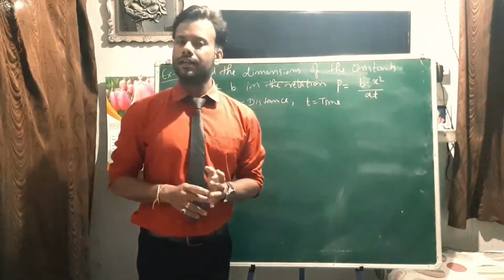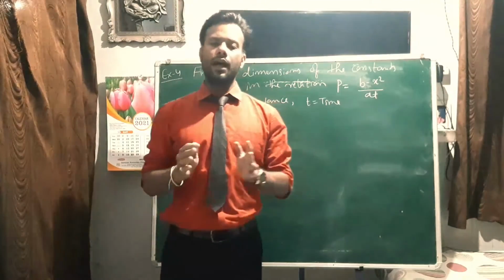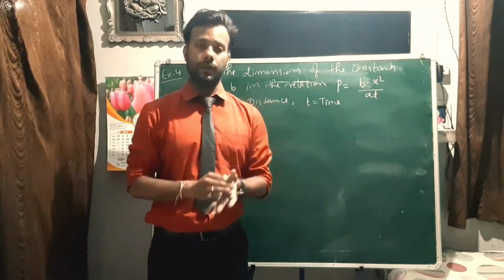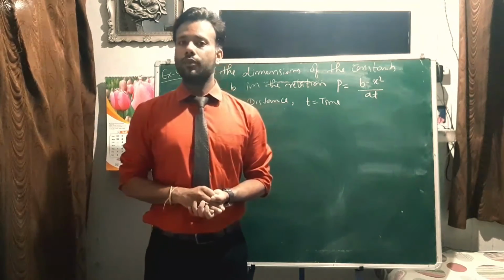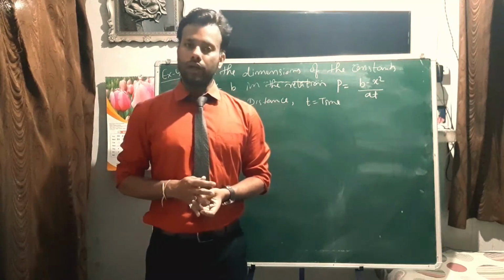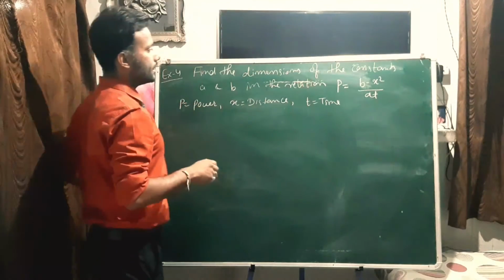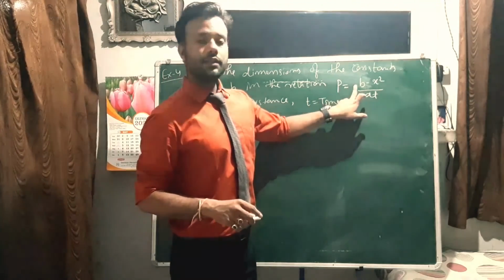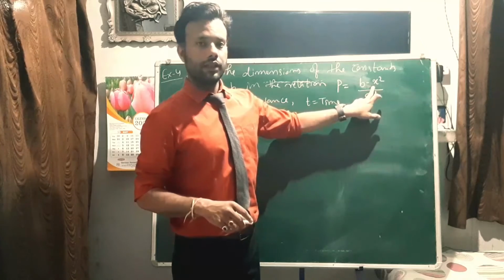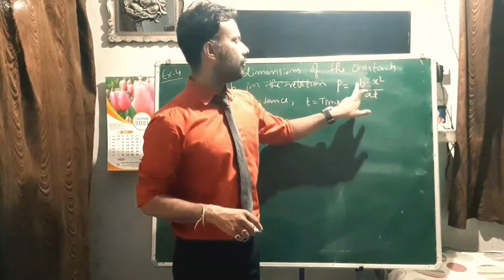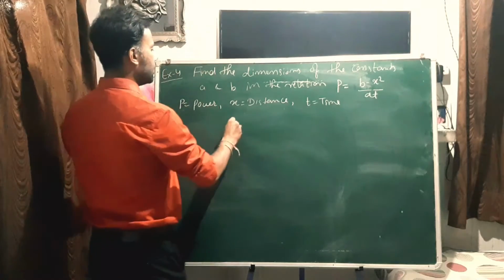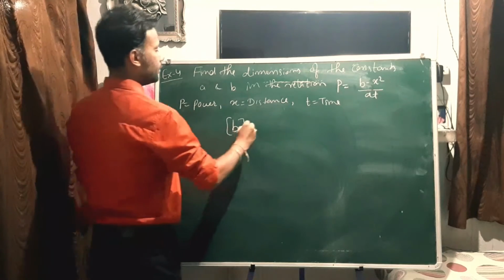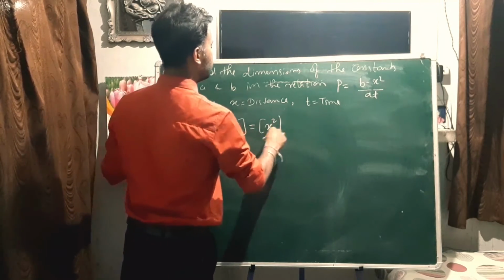What was the principle? The principle said that two quantities can be added or subtracted only if the dimensional formula of both the quantities is the same. Otherwise, it is not possible to subtract or add two quantities, right? So here we can see that b is subtracted from x square. That means the dimensional formula for b and x square must be the same.